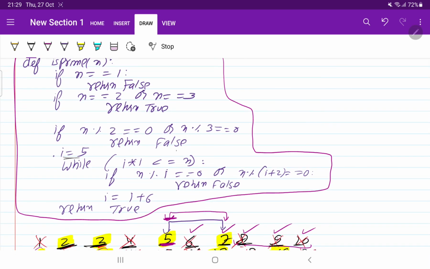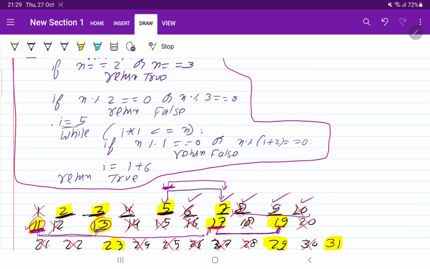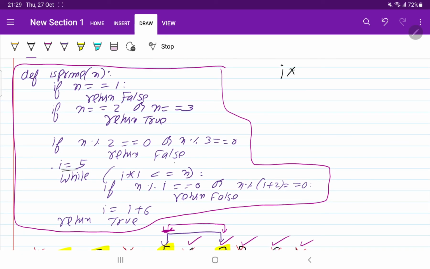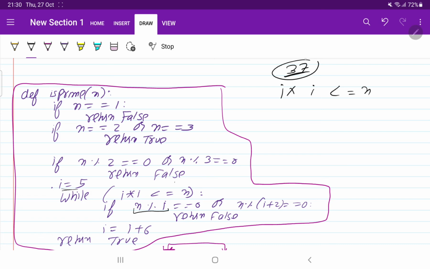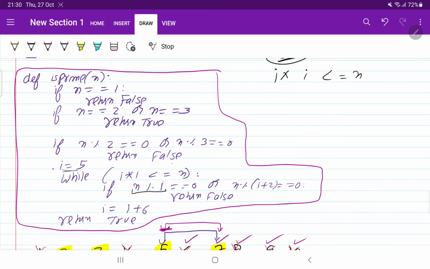Then we will start with 5. And again I will check the previous condition, that i square should be less than or equal to n. Then I will check n percent i equal to 0. So i is 5. Okay, let's take the example of 37. i is 5.